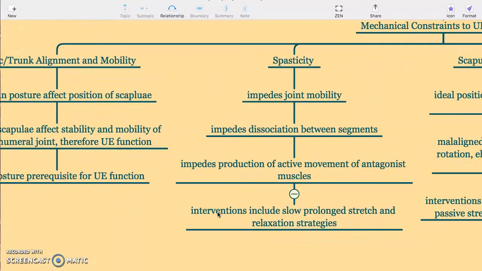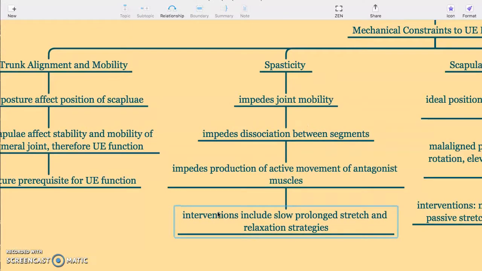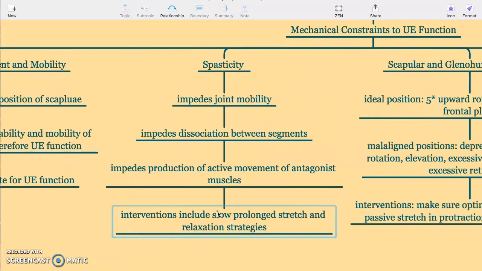Spasticity impedes joint mobility, dissociation between segments, and production of active movement of antagonist muscles. Interventions to reduce spasticity in order to increase function include slow, prolonged stretch and relaxation strategies.